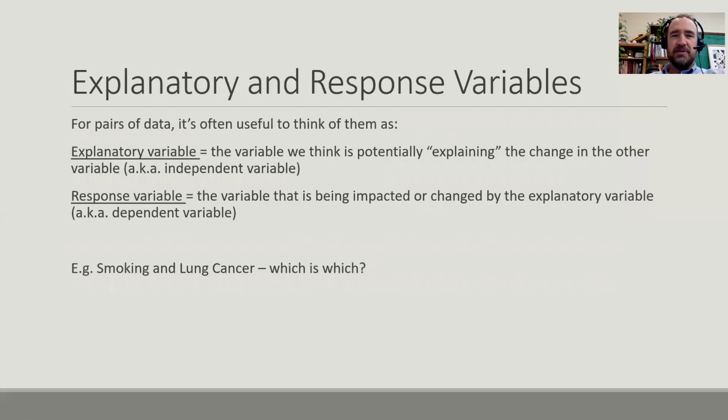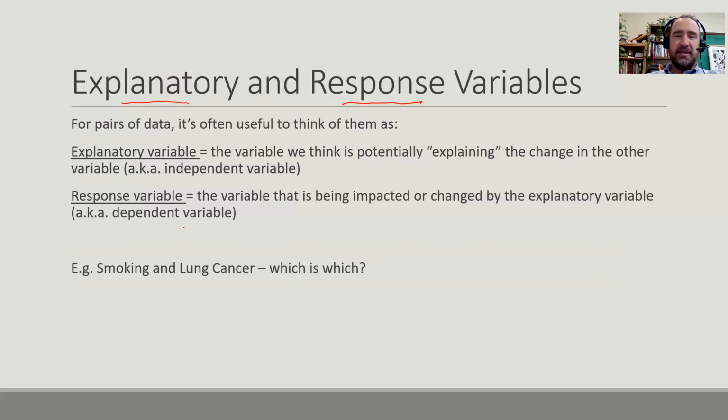First, let's talk about two names that we use. It's going to be really important for you to get to know these names: explanatory and response variables. Whenever we're dealing with two variables, it's often useful to think of one of them as the explanatory variable and one as the response. The explanatory variable is the variable we think is potentially explaining the change in the other variable. Sometimes this is also known as the independent variable. It's the one we think of as the starting variable, and then the other one responds to that. The response variable is the variable that's being impacted or changed by the explanatory variable, sometimes known as the dependent variable.